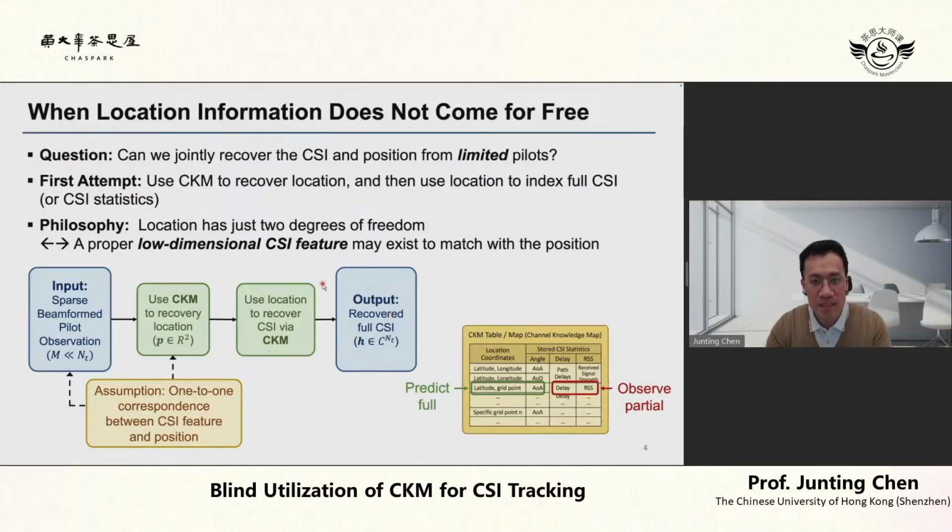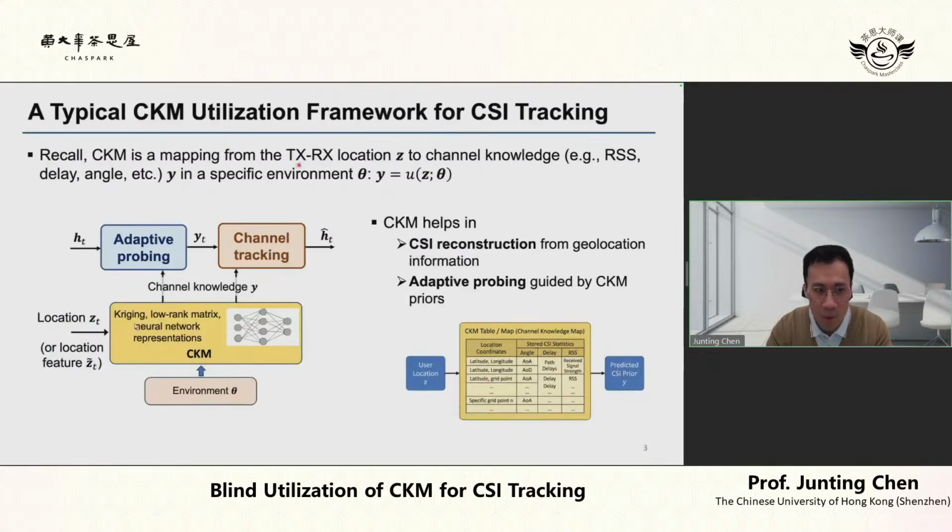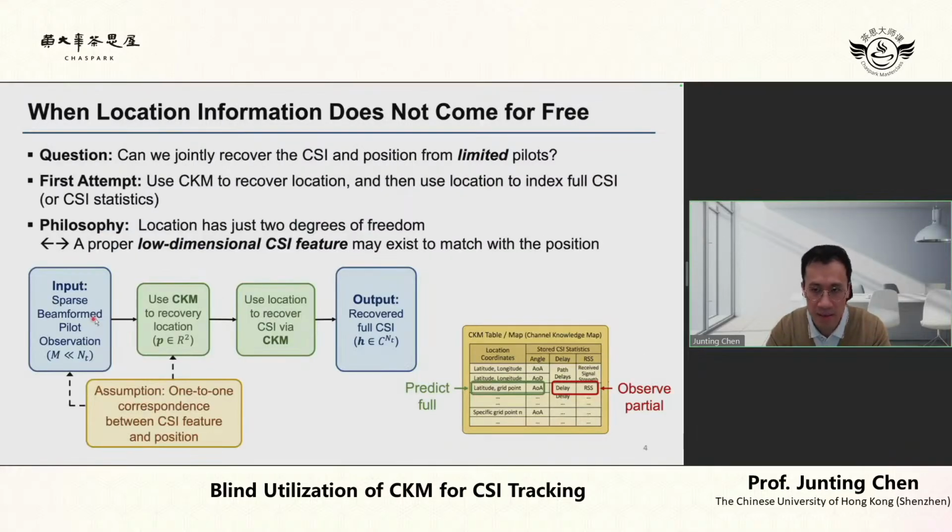Now, what we are interested in this lecture is: what if the location information does not come for free? What if we do not have the exact location, or maybe the location is not good enough for CKM assistance? This happens when we do not have access to a GPS, or maybe the GPS data is not updated enough. More specifically, we want to ask the question: can we jointly recover the CSI and the position from limited pilots?